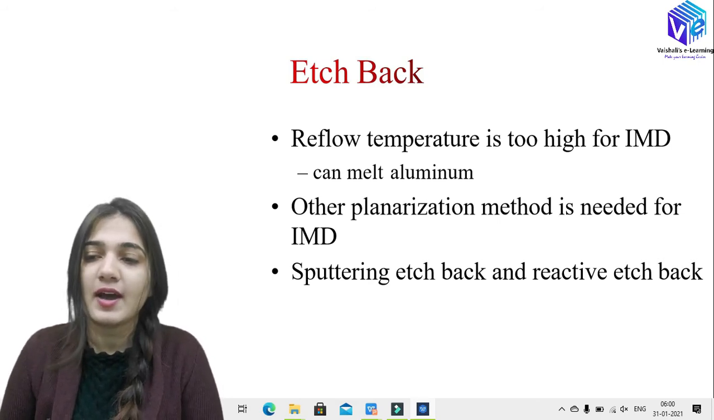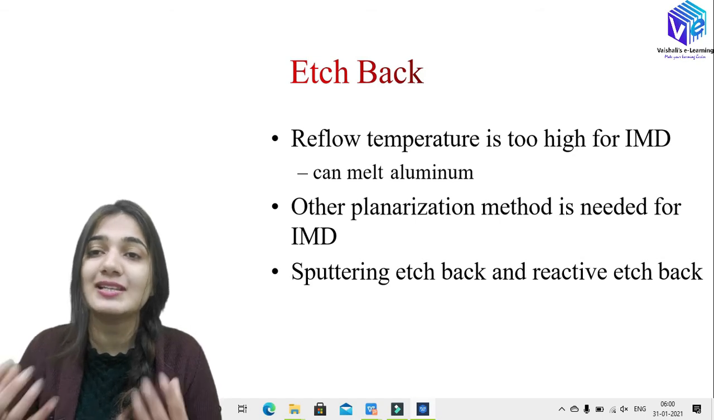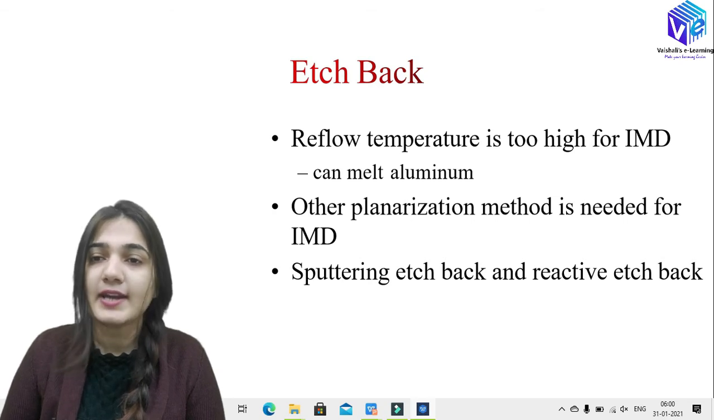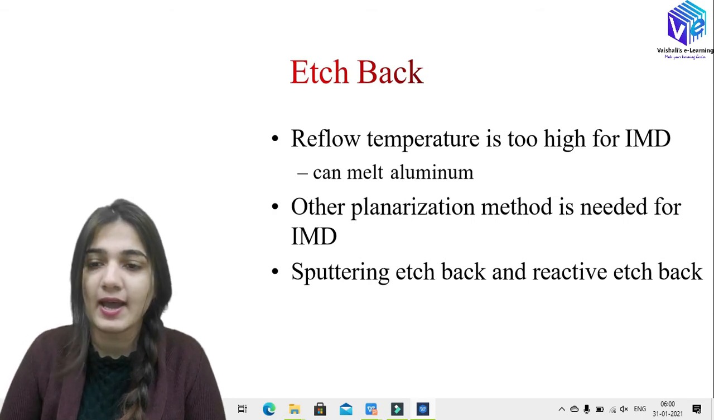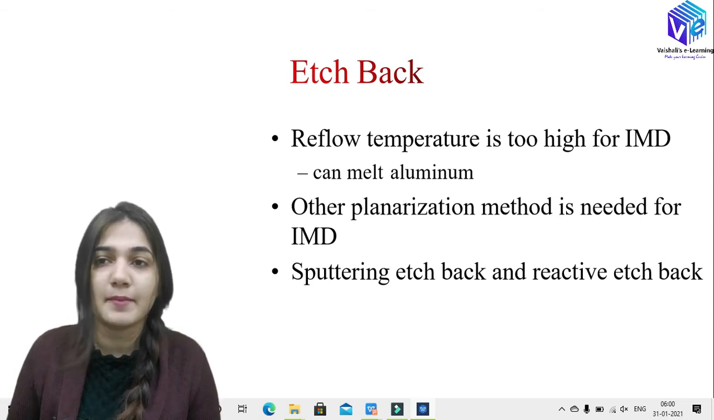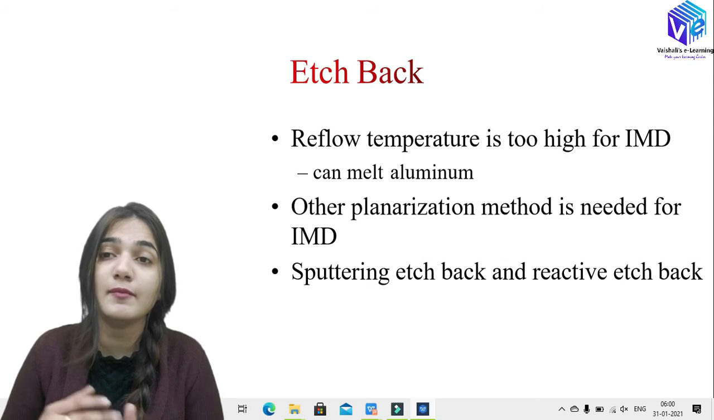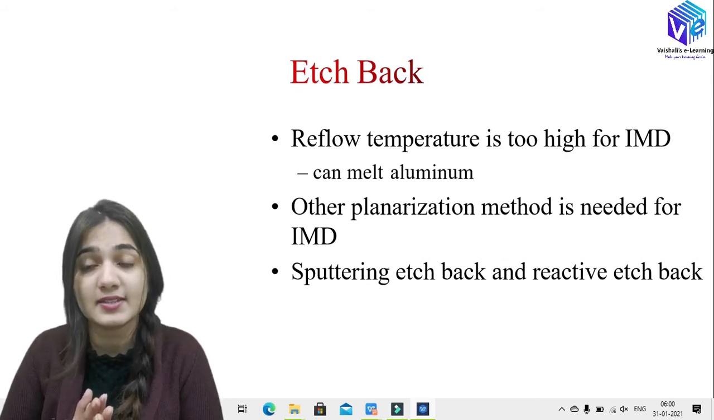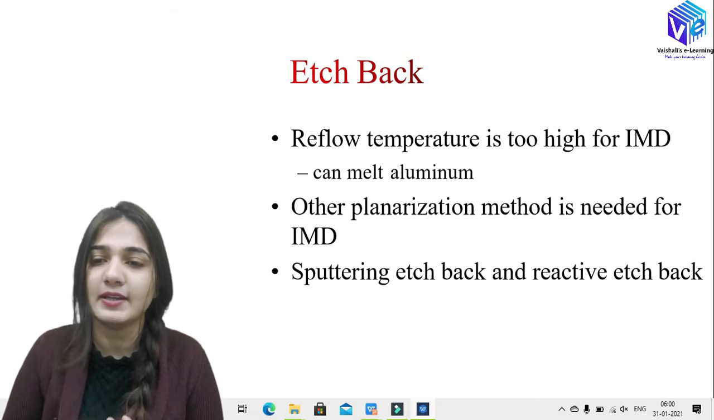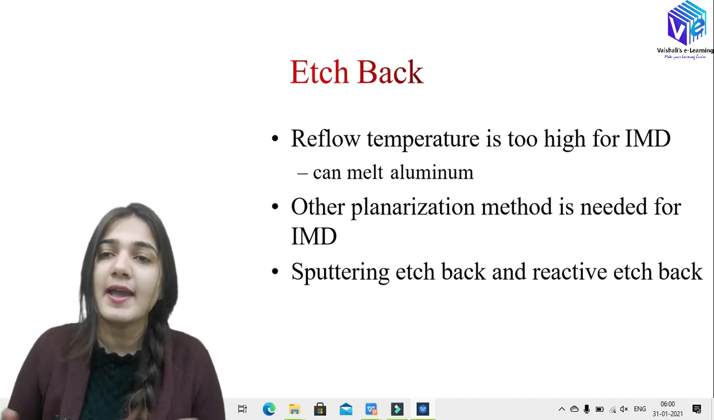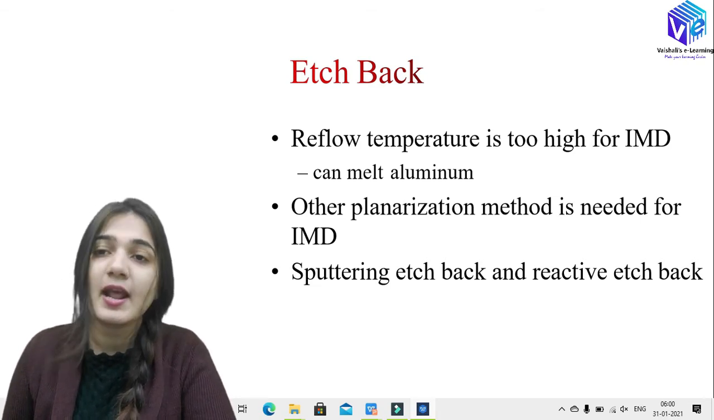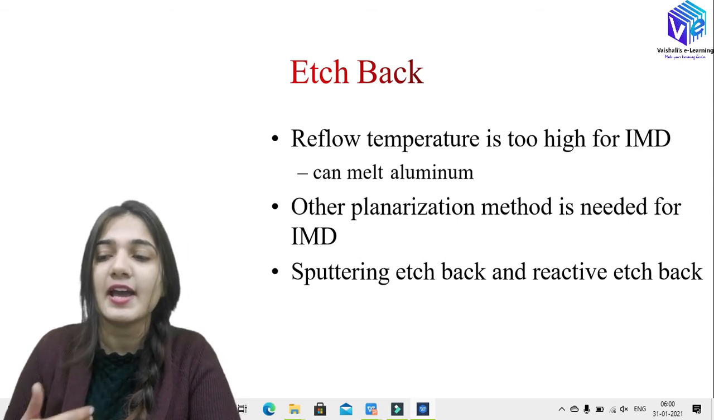In the etchback, we are having the reflow temperature which is lesser than the reflow temperature for the thermal reflow. Right, in the thermal reflow the temperature was very high. As I told you, it can melt metals like aluminium, but we are requiring the reflow of the aluminium as well in some cases. For that I can use the etchback process. So reflow temperature would be lesser than it, and it can be used for the IMD reflow as well. Another planarization method is needed for the IMD other than the thermal reflow, and that is etchback.